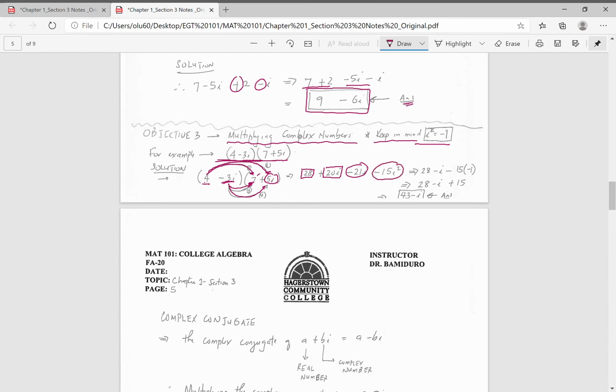When you do the math, we know here that 20i minus 21i gives us a negative i, and we know that this i squared happens to be -1. So this is where we get the -1 from. Negative 15 times -1 gives us a positive 15. So we add the real numbers, 28 and 15, which gives us 43 minus i, and this is our answer here.